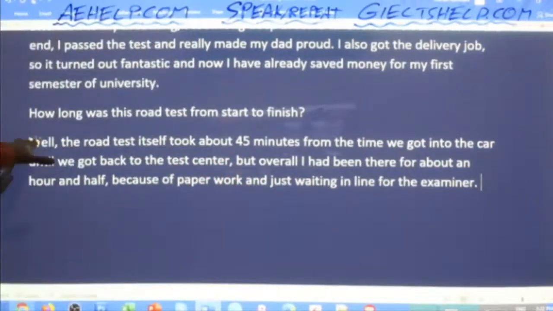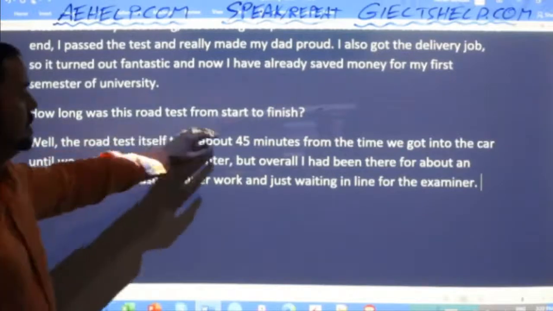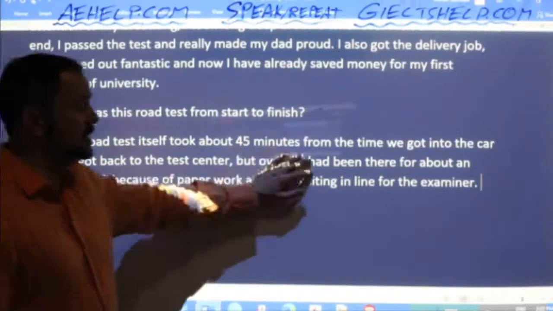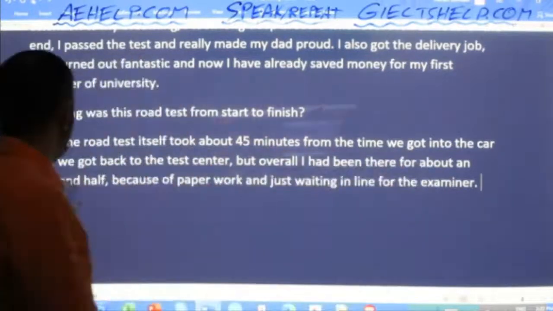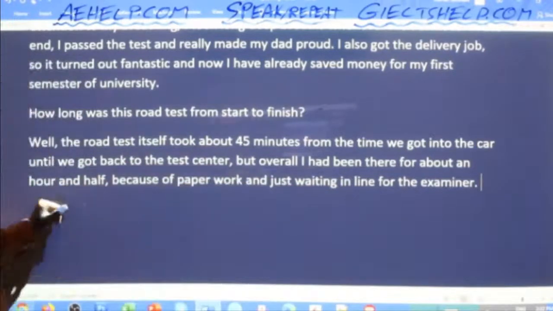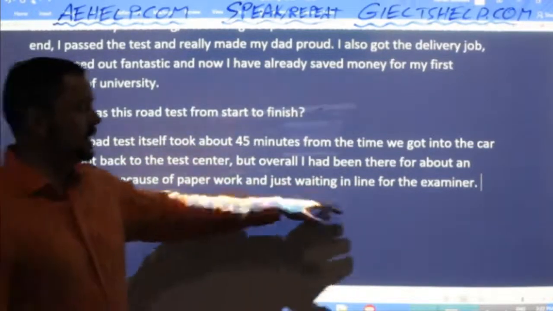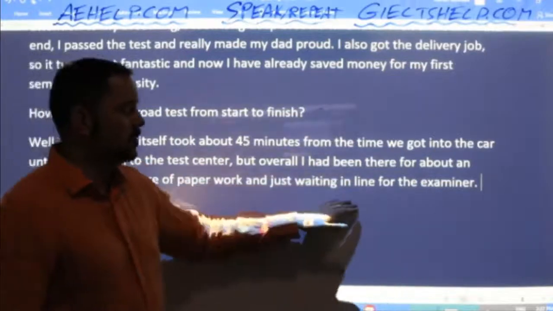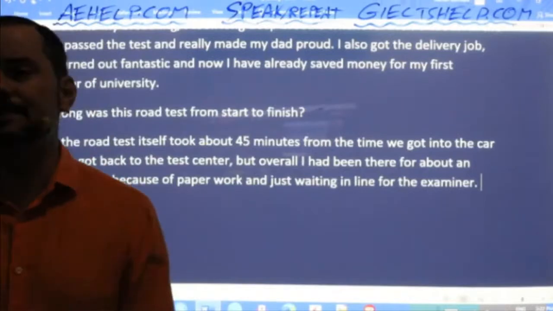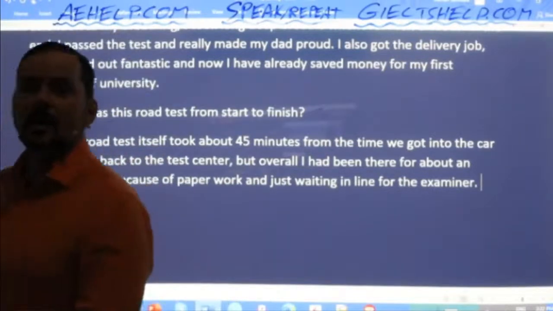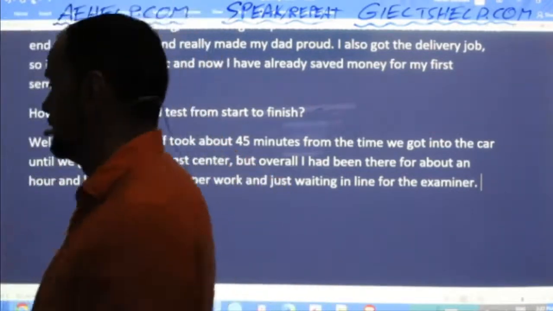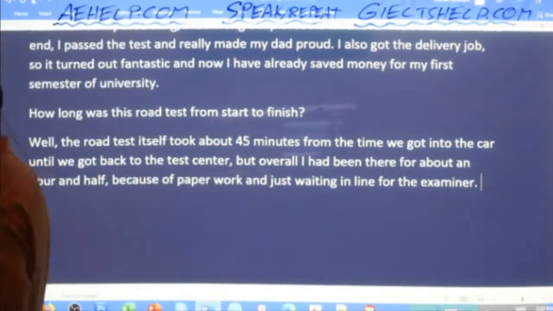So repeat after me. How long was this road test from start to finish? Well, the road test itself took about 45 minutes from the time we got into the car until we got back to the test center. But overall, I had been there for about an hour and a half because of paperwork and just waiting in line, or British would say in queue, for the examiner. Okay? All right. Yeah, that's why road test is a really good answer for this one. All right? Okay.